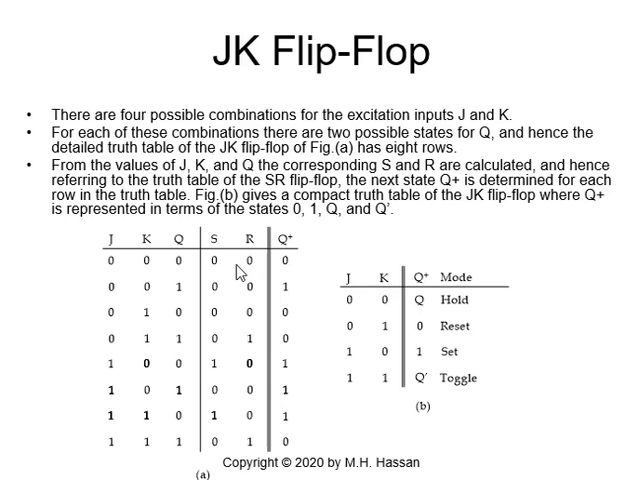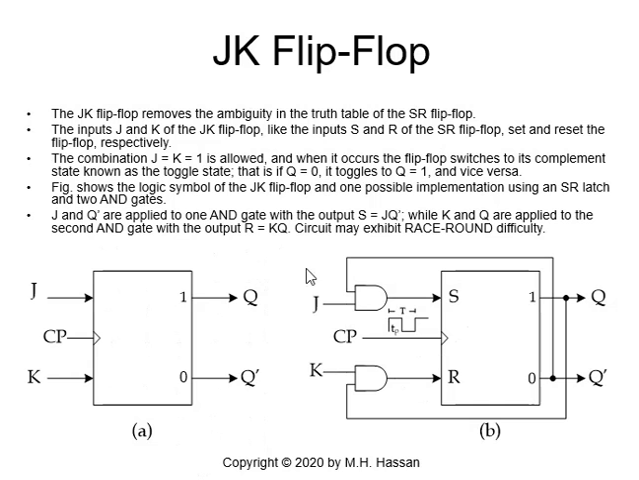So it is really simple, easy by looking at the SR values, and the SR values again were derived from the logic equations, and those logic equations came from the hardware circuitry. So R is equal again to KQ, and S is equal to JQ prime. Now this circuit may exhibit a race round difficulty, and we remove this difficulty with another circuit. We'll show you this circuit shortly.